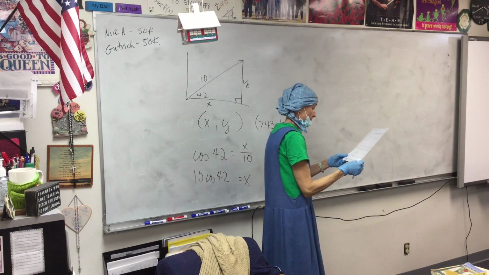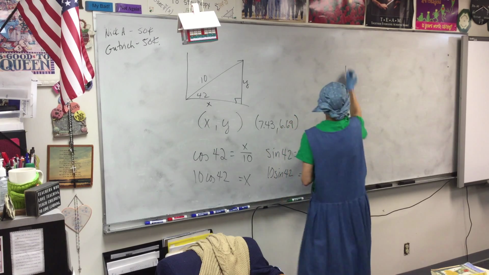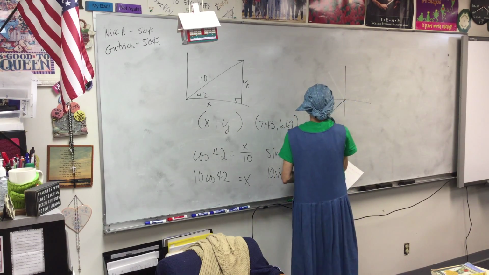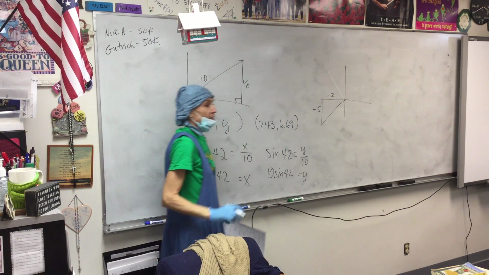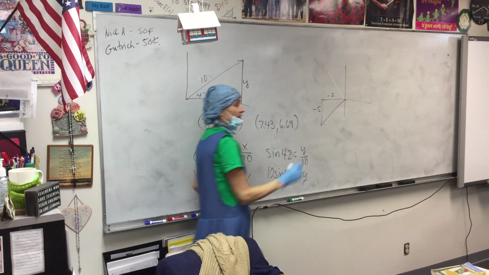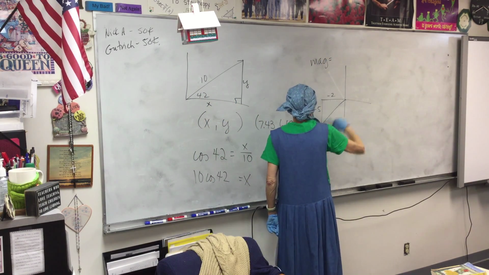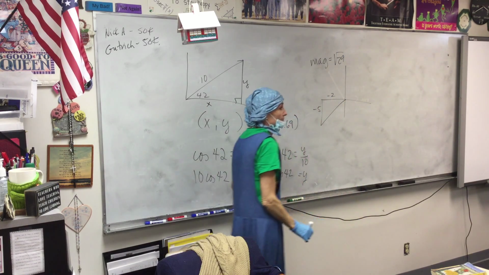Number 7. Find the magnitude and direction of -2, -5. Magnitude is a no-brainer. We've talked about that a ton of times already today. What's the magnitude of that vector? How long is that? Root 29. Everybody's got the magnitude.